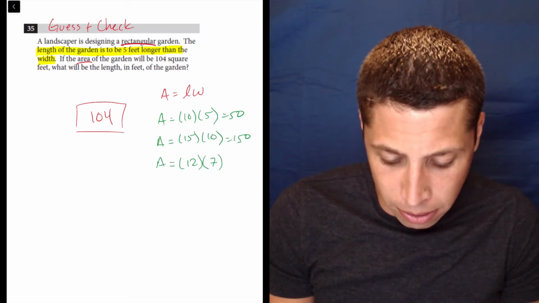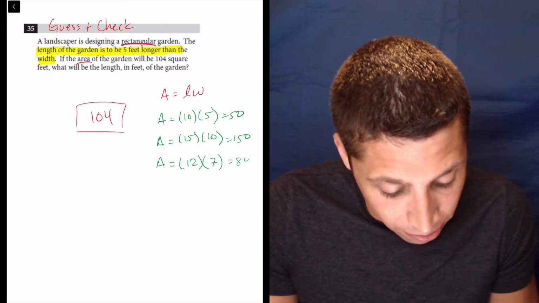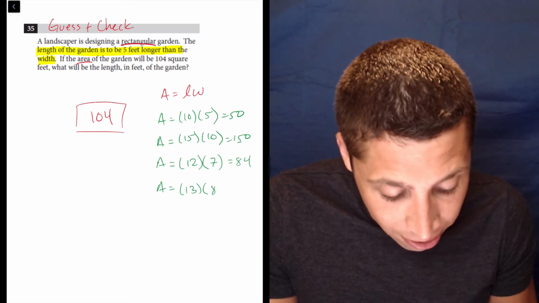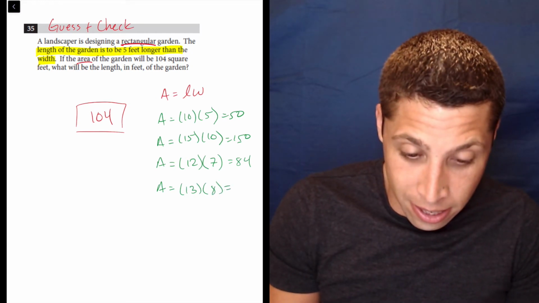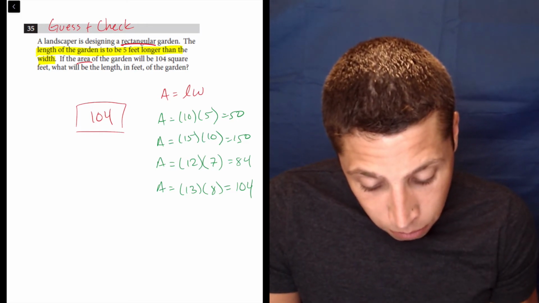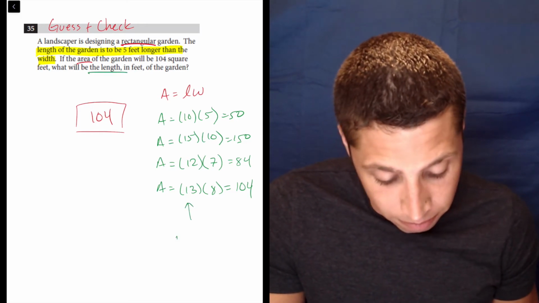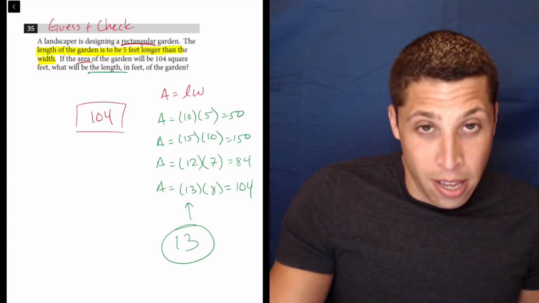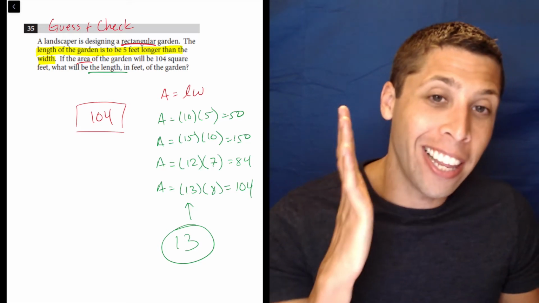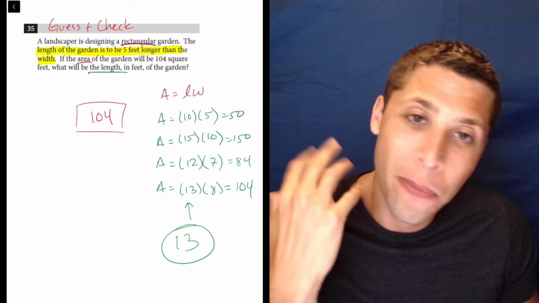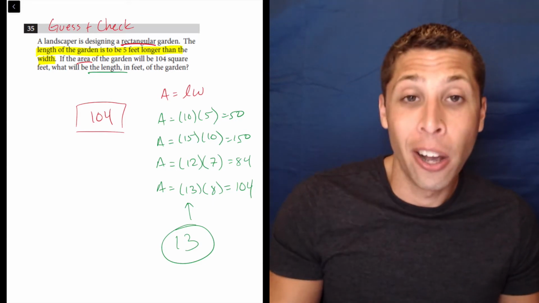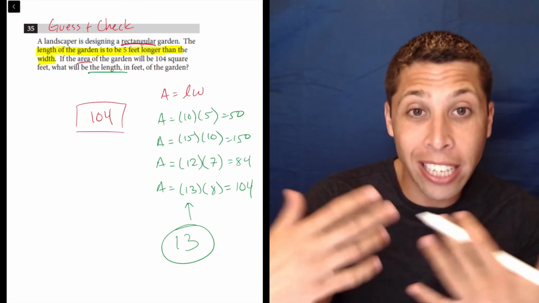I always forget that one. So not quite right. We could do 13 and 8. And that's, what do you know, 104. So what will be the length? 13. Honestly, I think that's pretty easy. I just think we're basically turning this question into a multiplication question. And with the calculator, we don't even need to know the multiplication. We can just kind of keep doing it.